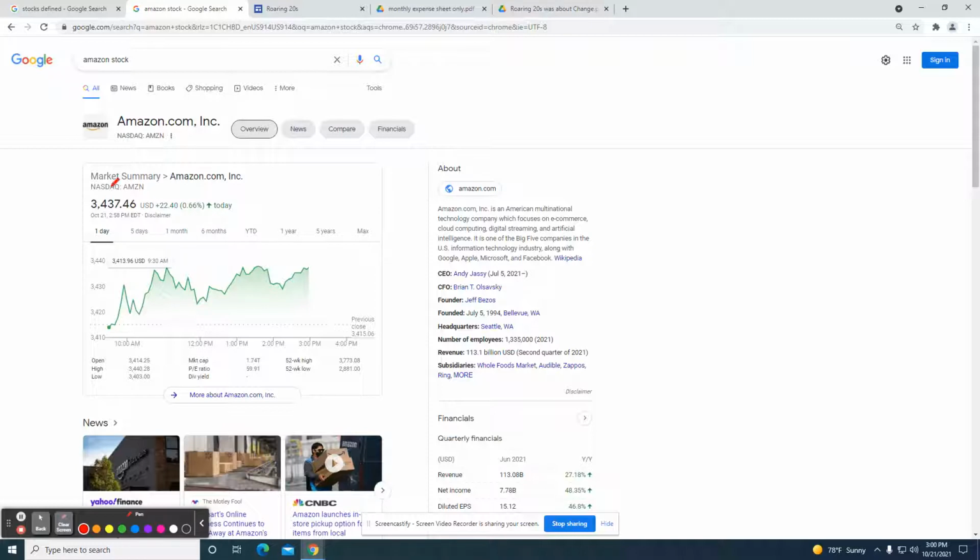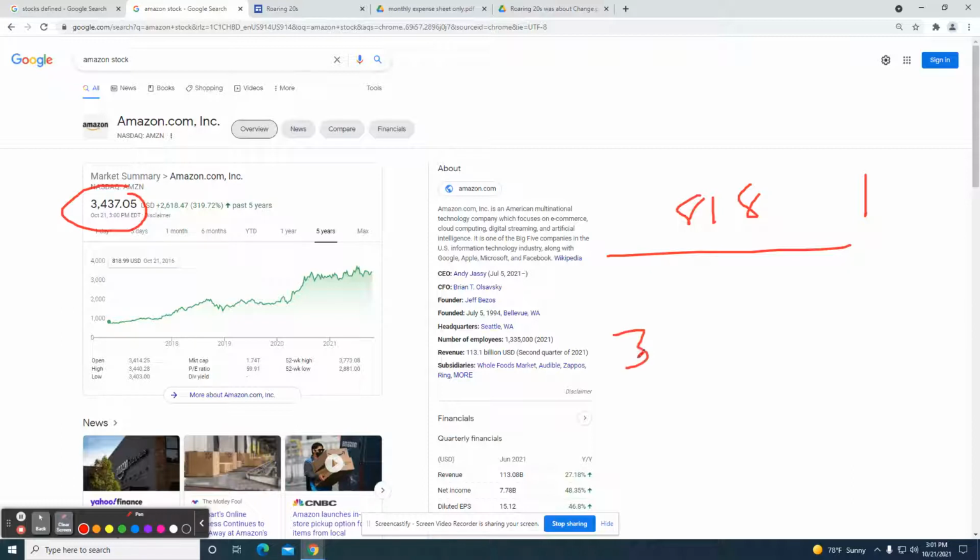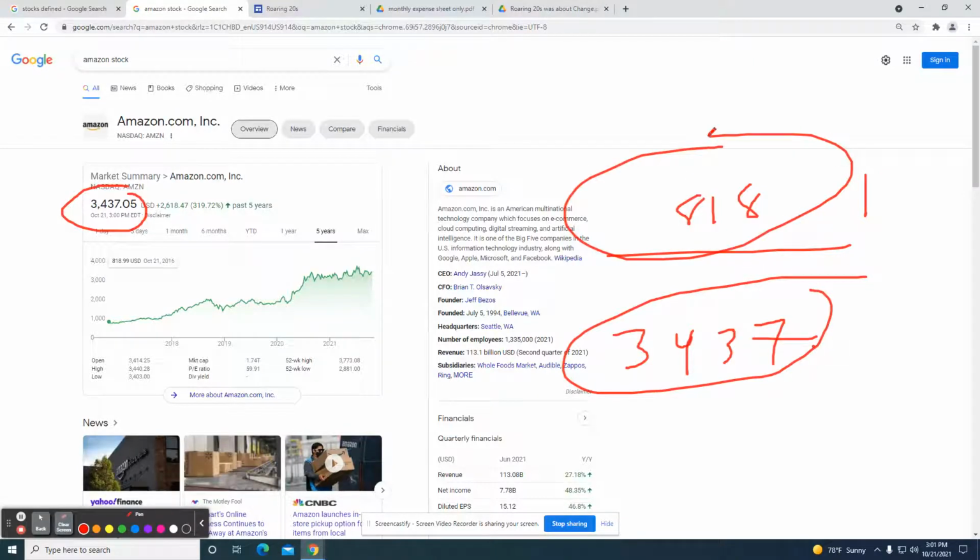That is today, October 21. Let's click this graph and let's go back 5 years ago. So 5 years ago, Amazon stock was selling for $818. So if it was selling for $818 5 years ago, and you bought one share, that share now is worth $3,437. So if you sell this share, you would get this amount. Meanwhile, you paid this particular amount.